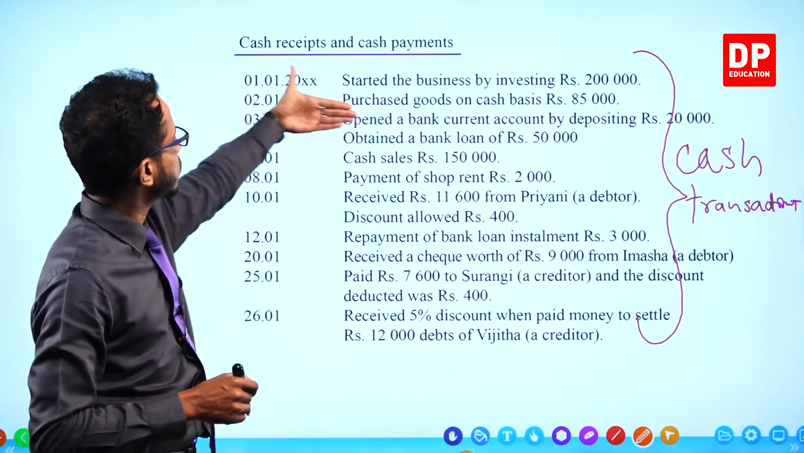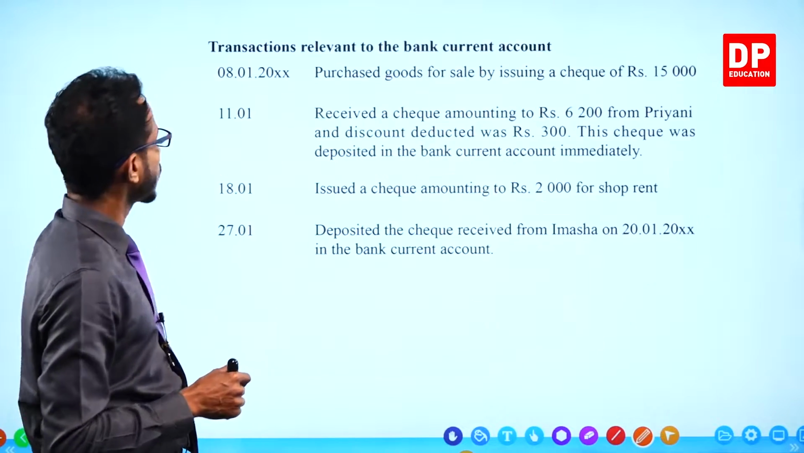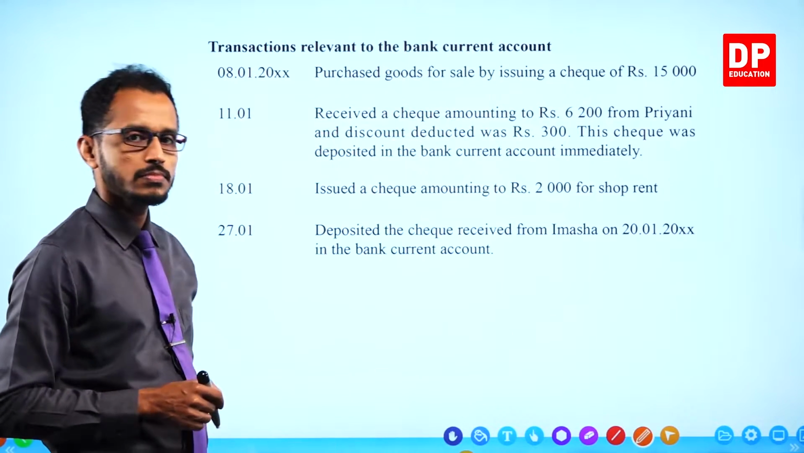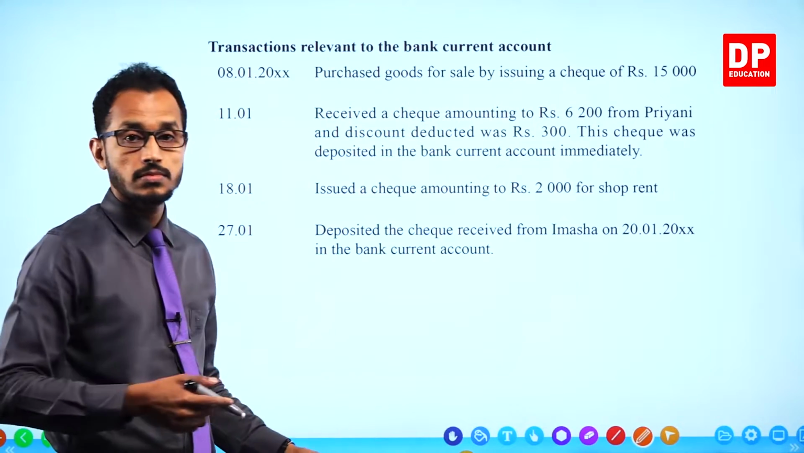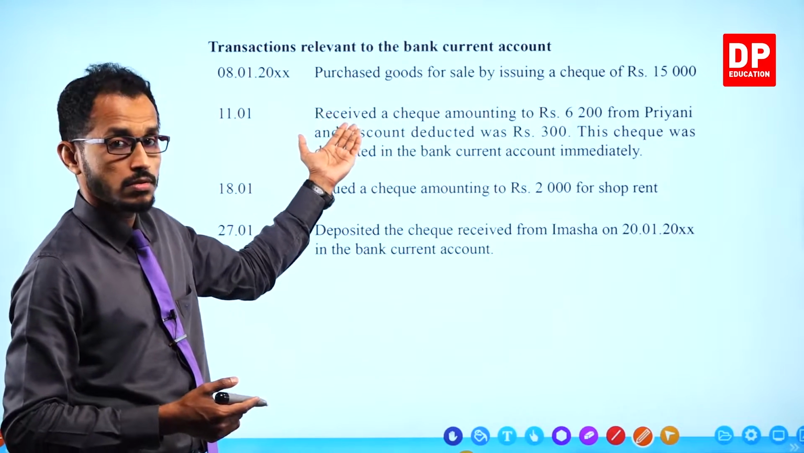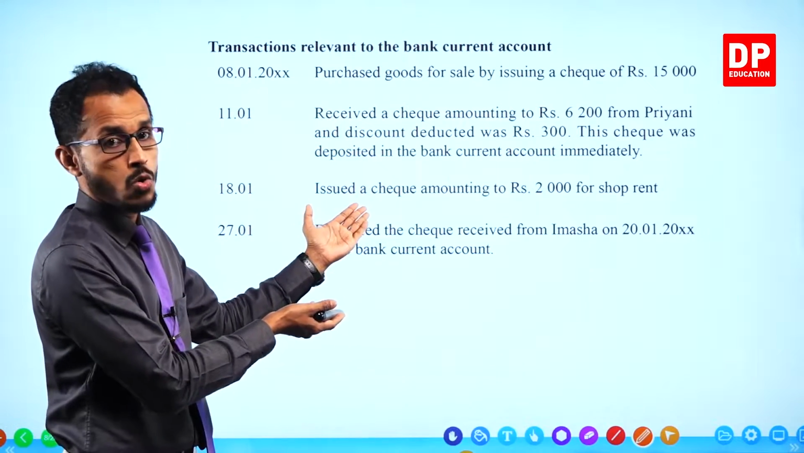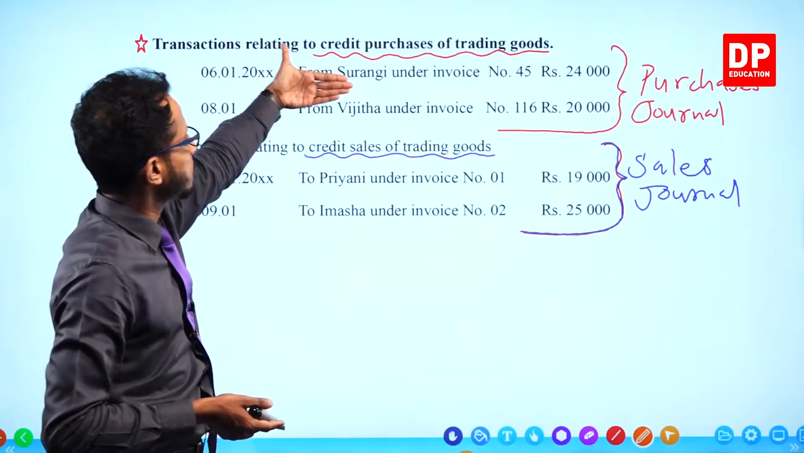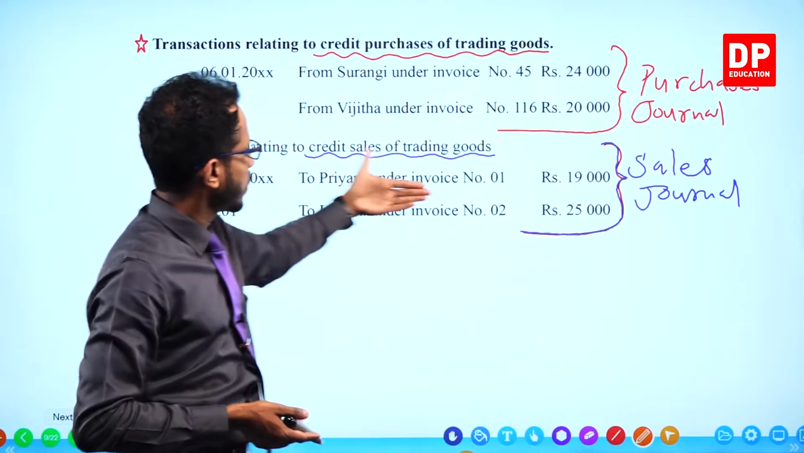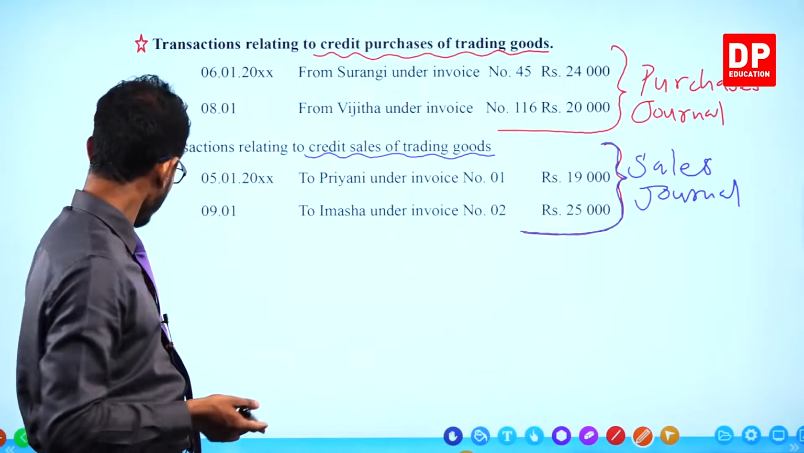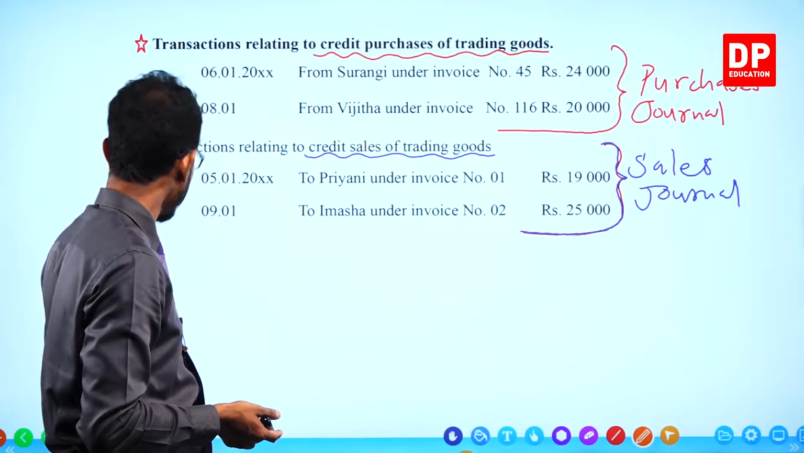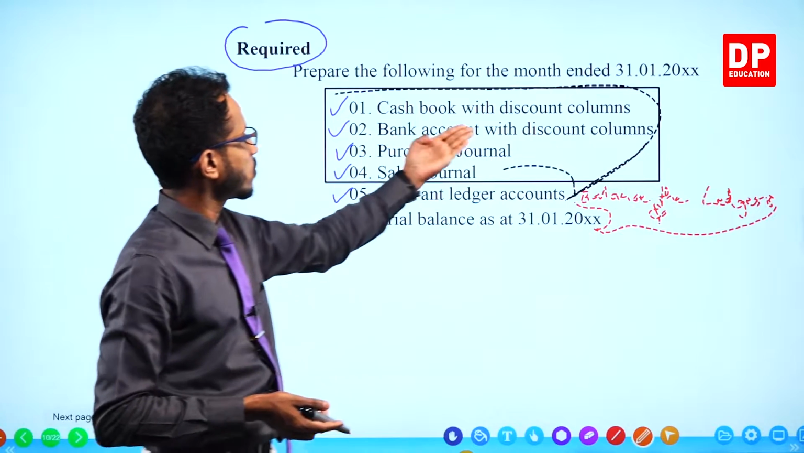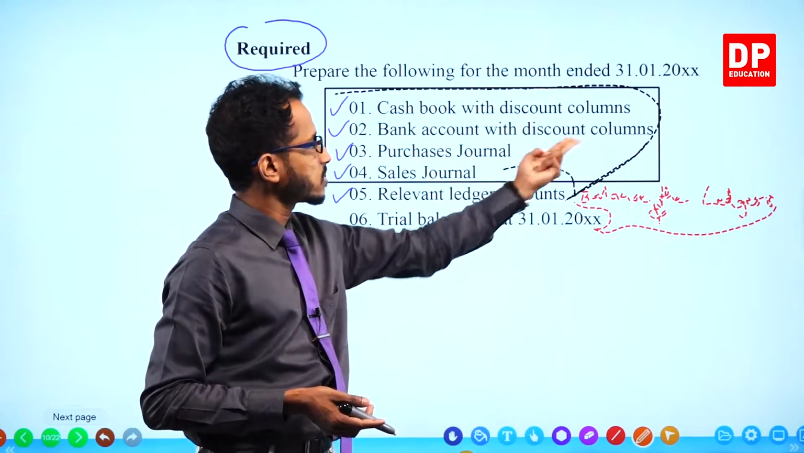Cash transactions first. Bank transactions next. Then we have credit transactions, the purchases journal and the sales journal: credit purchases and credit sales. That's it. We have to prepare the cash book with discount columns and the bank account with discount columns.